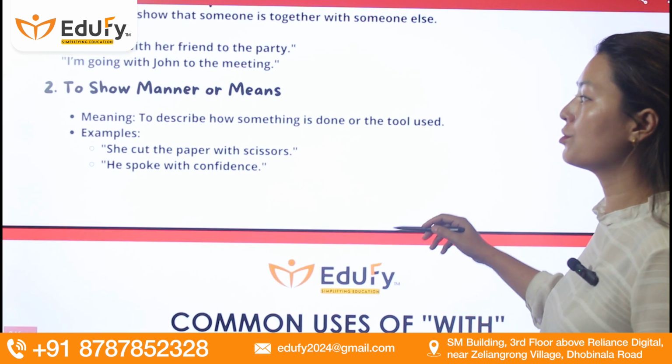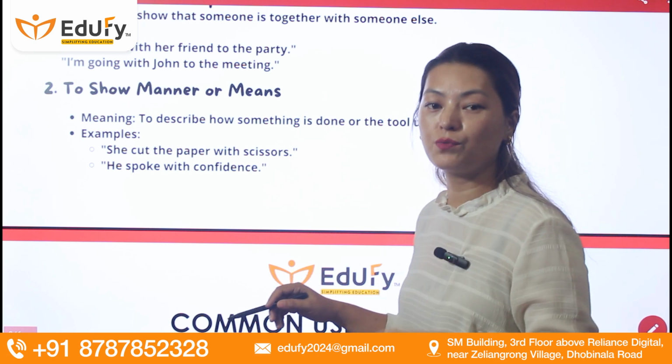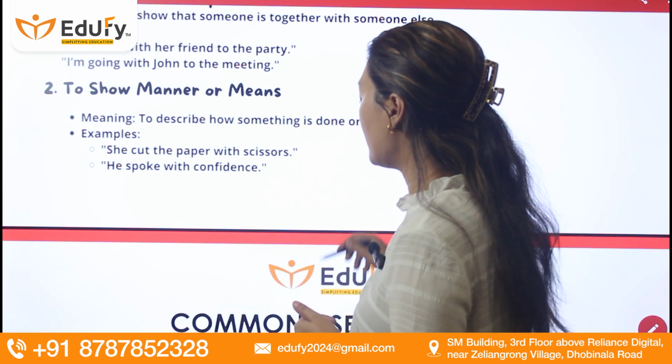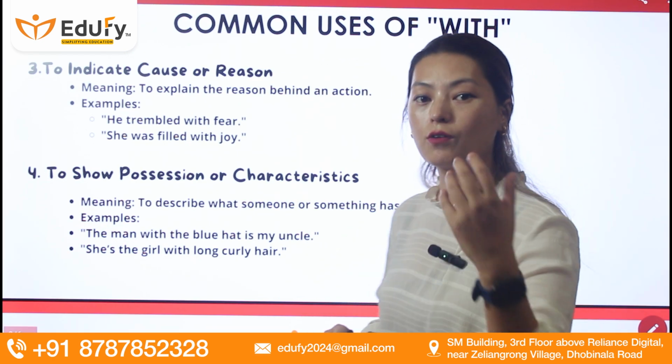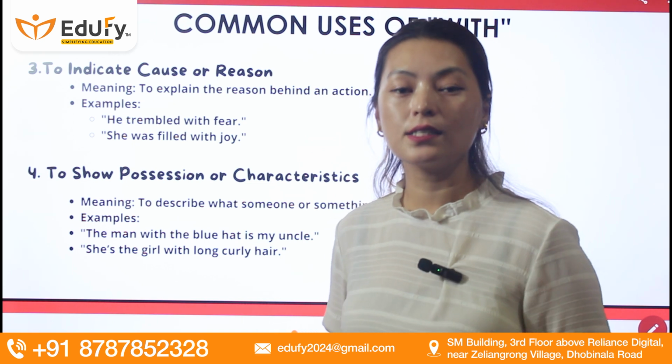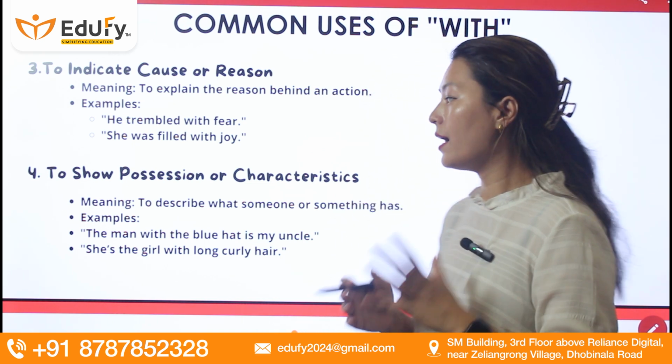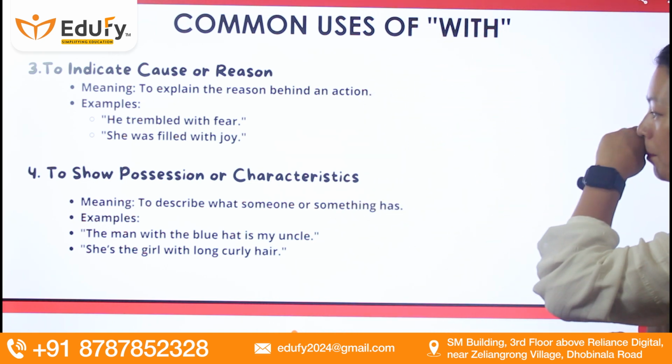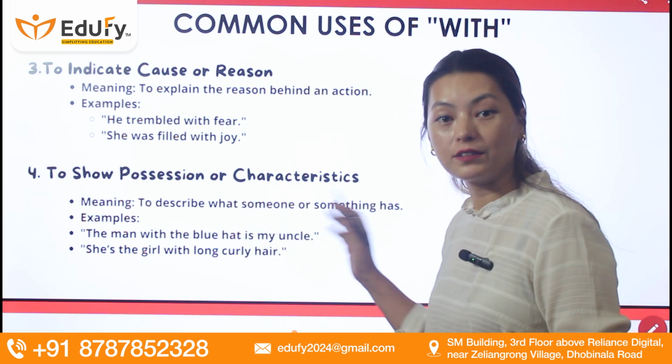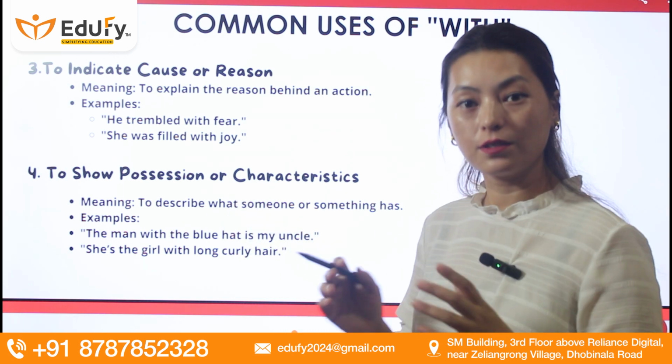Whenever we are trying to show some manner or means, we use the preposition with. Again, if we are trying to indicate a cause or a reason in a sentence, we use the preposition with. And finally, in order to show possession or characteristics, we use the preposition with.